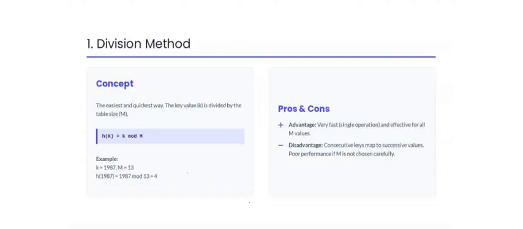Here is one example. The k value is given, the m value is given. Finally we can find the h value, and it is 4. So in the indexes, 4 is the hash value calculated for the given value, so that we can use it as the location. Some advantages and disadvantages are there: it is very fast and effective for all m values.